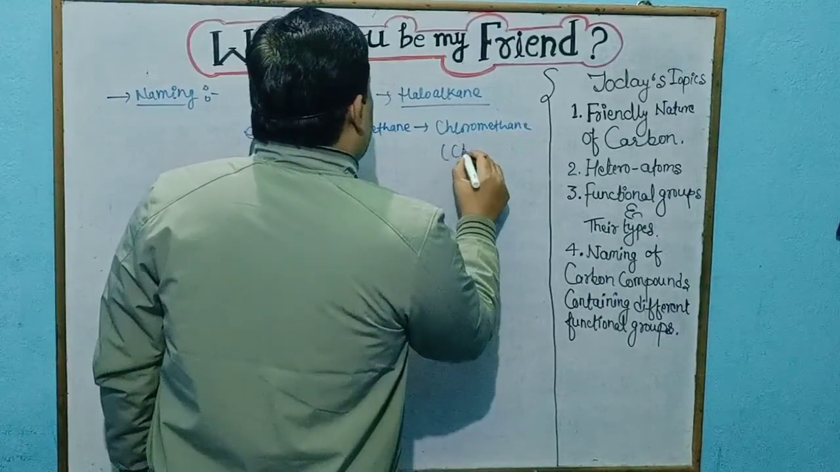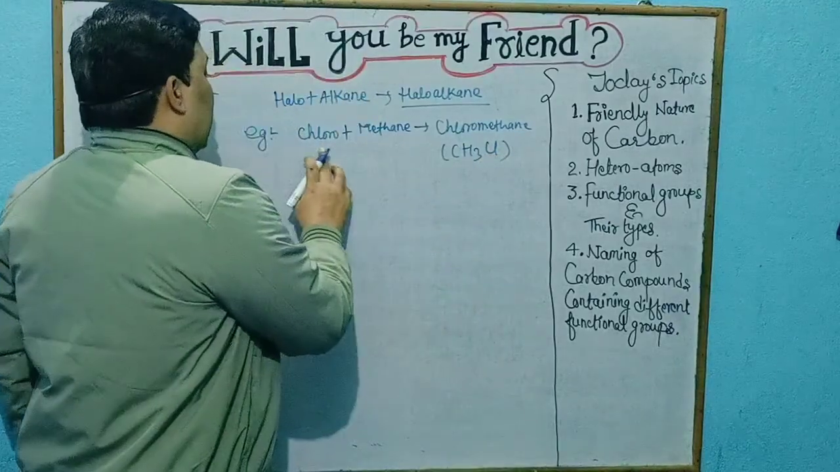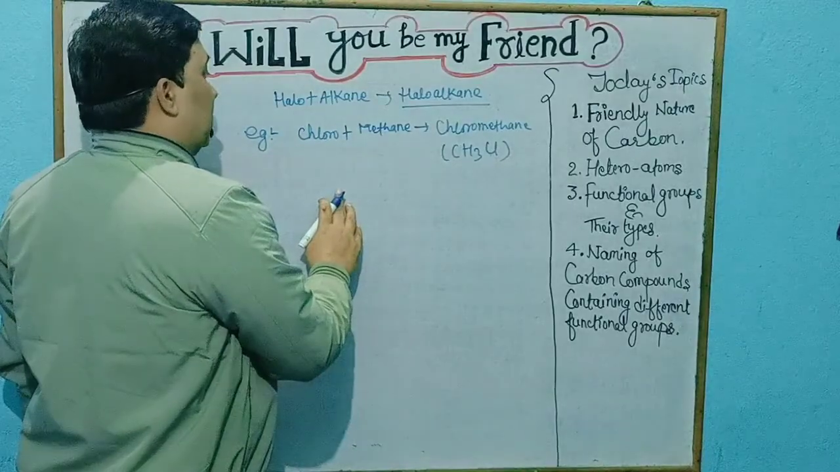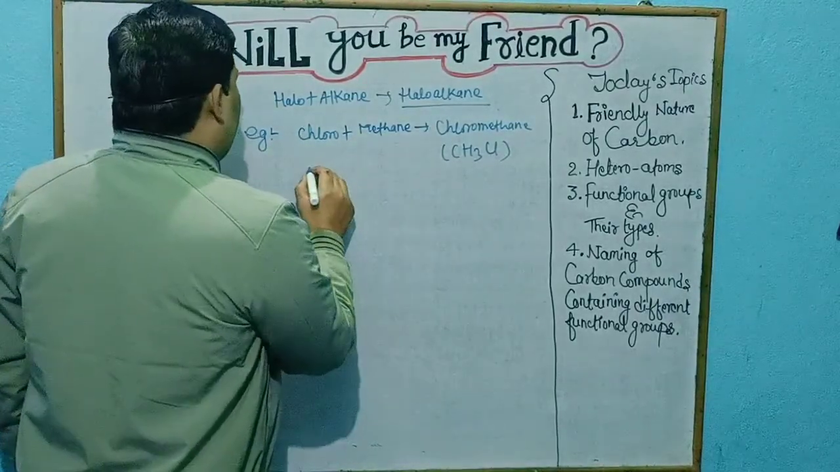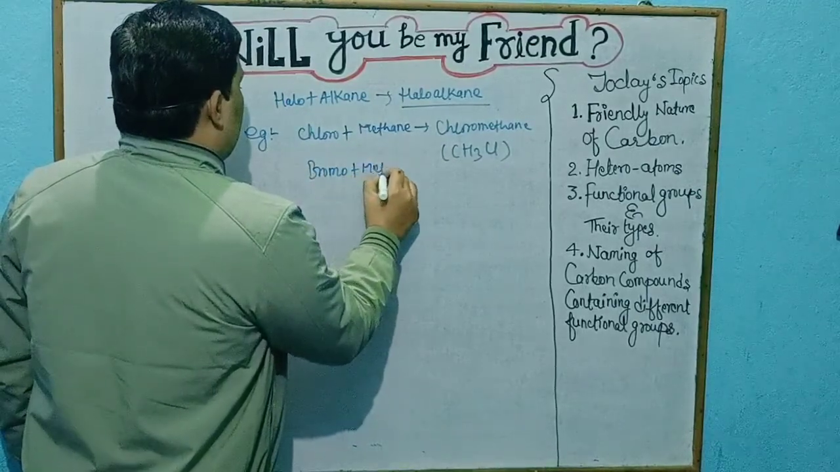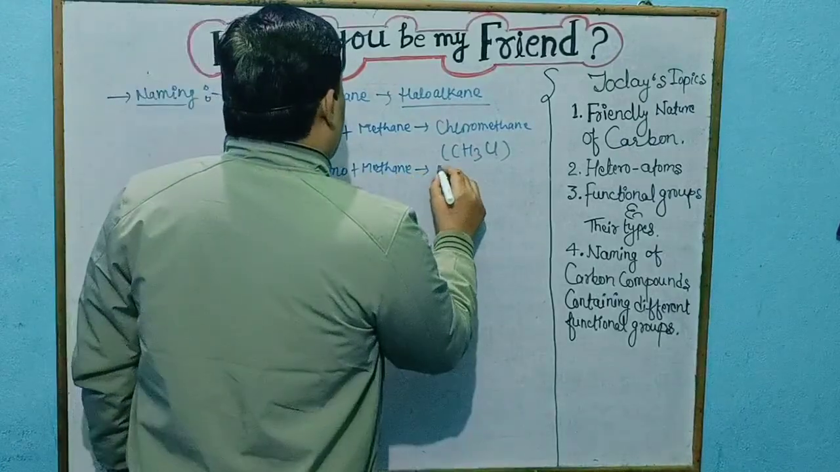And the formula is CH3Cl, because one chlorine atom is attached to the methane by replacing one hydrogen atom from it. So if bromine is attached to methane, it is named as bromo. It becomes bromomethane.